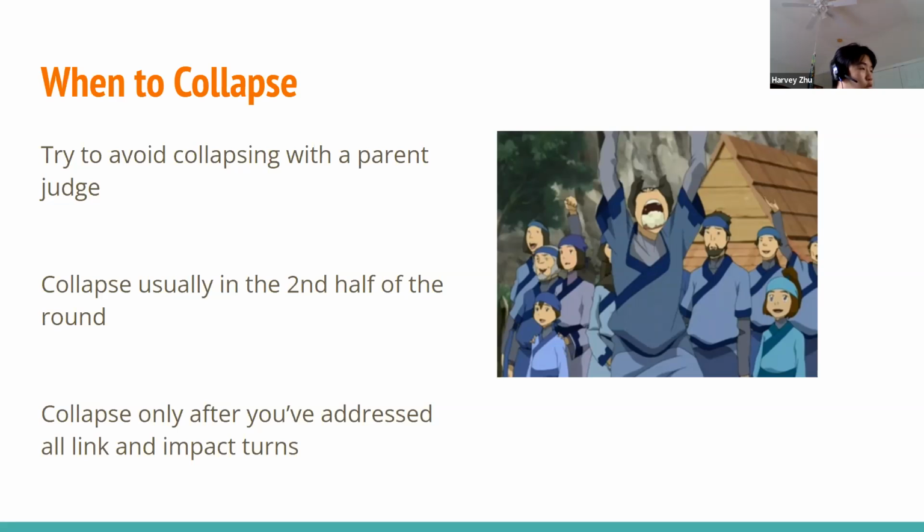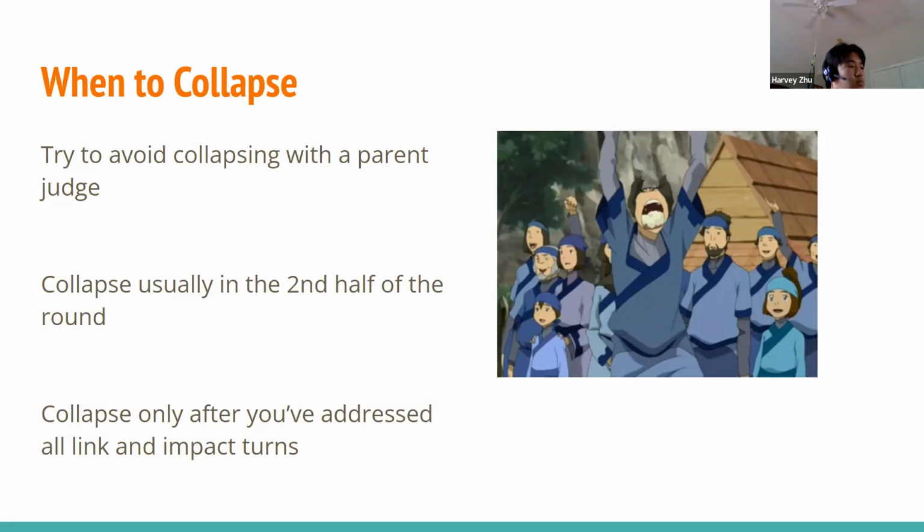The problem is with a lot of parent judges, they look at the debate generally, and they're like, hey, this guy didn't really address this argument. That's a reason for them to vote them down, which is very scary. But I think generally, covering every argument a bit, but then collapsing to the ultimate argument is probably the best strategy that you have. The second thing is a collapse usually occurs in the second half of the round.